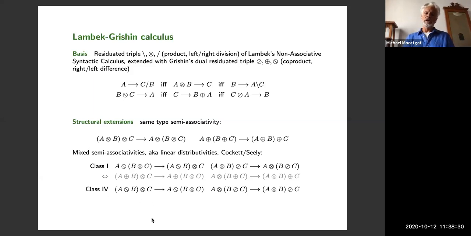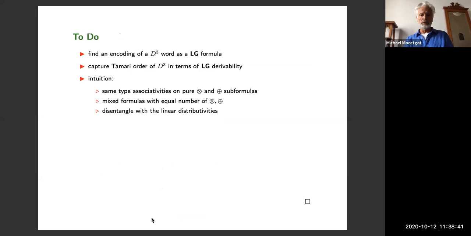But in the class four case, things are just going the opposite way. And I haven't been able to actually figure out which of the semi-associativities would be applicable to what we want to do with the Tamari order. So currently what I'm trying to do is, first of all, of course, find an encoding of a three-letter Dyck word as a Lambek-Grishin formula, which is what the Zeilberger paper does for the two-letter Tamari order. Then capture the inequality of the Tamari order in terms of Lambek-Grishin derivability.